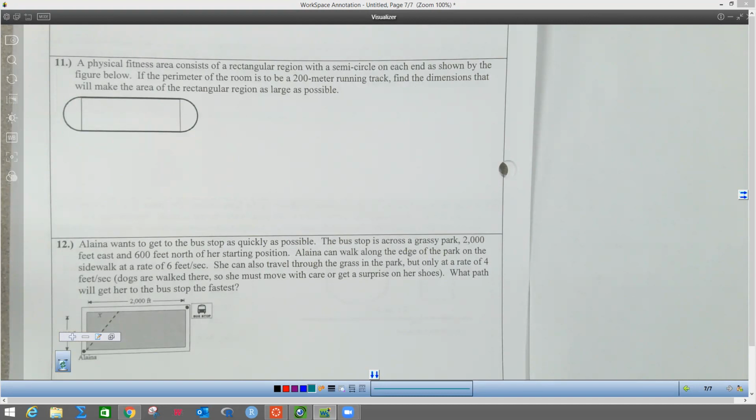It says Elena wants to get to the bus stop as quickly as possible. The bus stop is across the grassy park, 2,000 feet east and 600 feet north of her starting point. Elena can walk along the edge of the park, the sidewalk, at a rate of 6 feet per second. She can also travel through the grass in the park, but only at a rate of 4 feet per second. Dogs are walked there, so she must move with care to not get a surprise on her shoe. What path will get her to the bus stop the fastest?